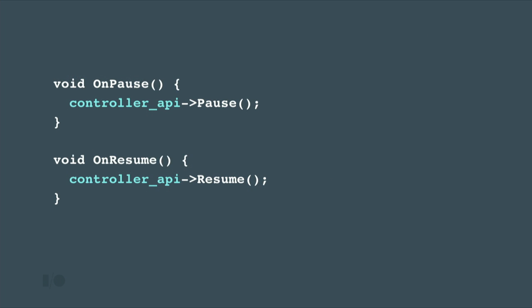After that, it's a very low-maintenance API. You just have to do some oil changes once in a while. And by oil changes, I mean just call pause and resume when your application gets paused or resumed. And next, you can read the controller state.